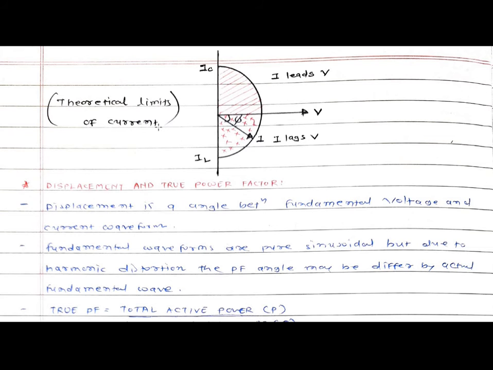Now, theoretical limits of the current. This is the inductive current, this is the capacitive current, and this is the applied voltage V. In the above shaded region, the current is leading the applied voltage, and in the below region, the current I lags the voltage. So this is the lagging current and this is the leading current with respect to the applied voltage.